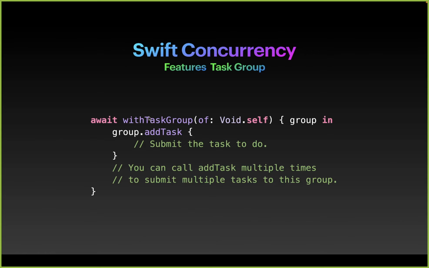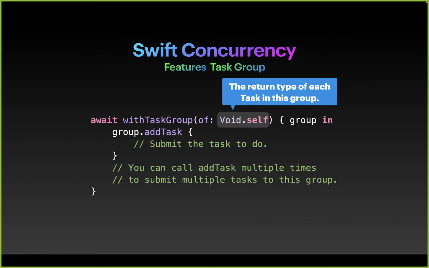Now let's take a look at this special thing, this of something. This is actually the return type of each task in this group. You have to be explicit, because in this case the compiler cannot infer a type for you. You have to provide the type. We're going to see a concrete example soon. So is that clear, in general, how you can submit tasks to a group? Of course you can call group.addTask multiple times inside this closure.